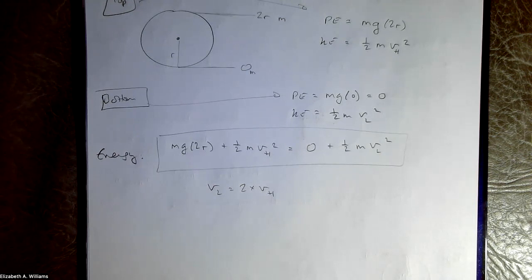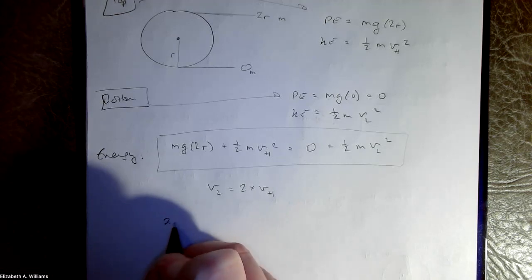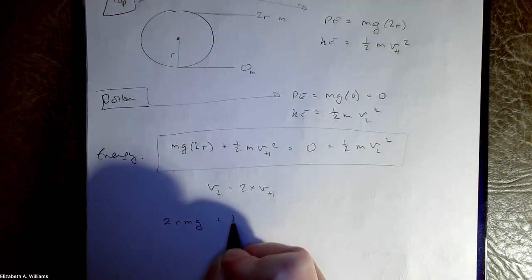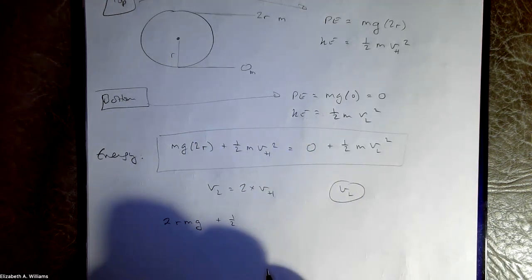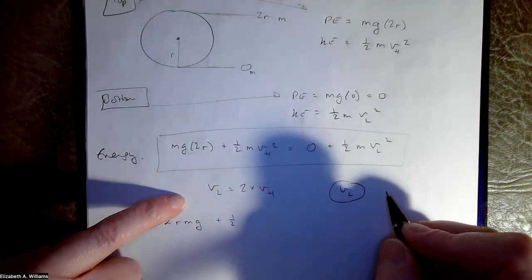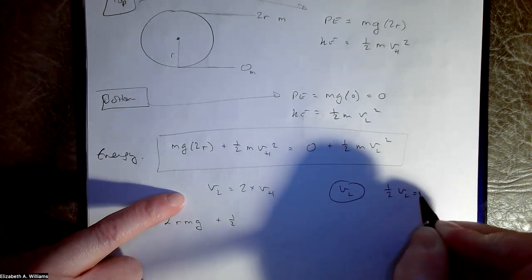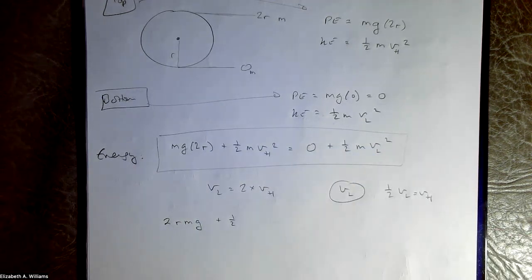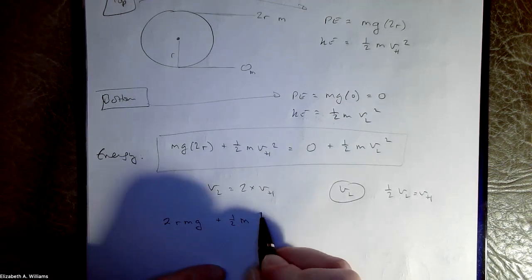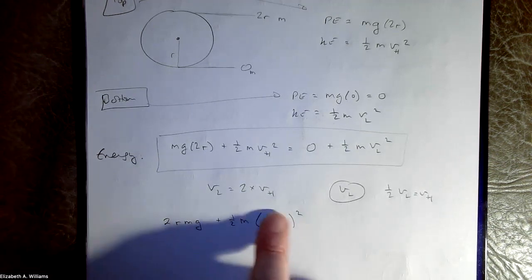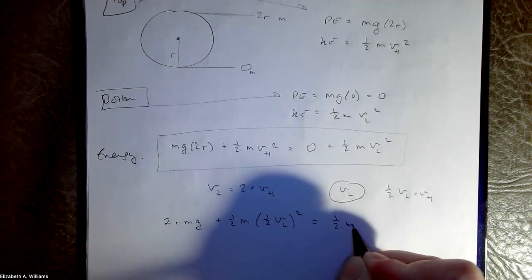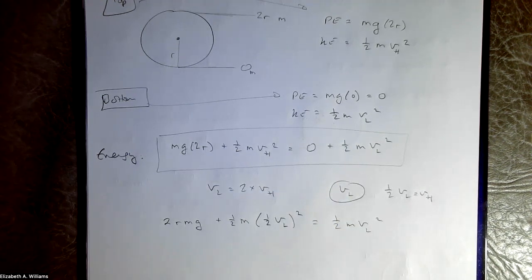Okay, so we're going to say 2rmg plus 1/2 m, and we want velocity at the bottom, don't we? Yeah, we want VL. That's a pain way I did it, I'm really sorry. That's okay, it's only a half. It's not going to be that bad. One half velocity at the top, that's one half velocity at the bottom, quantity squared. Just be careful with your halves. Equals one half velocity at the bottom squared. I hope you're okay to this point.